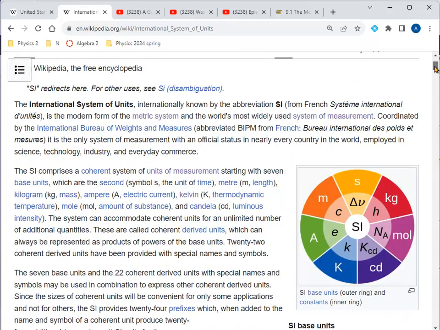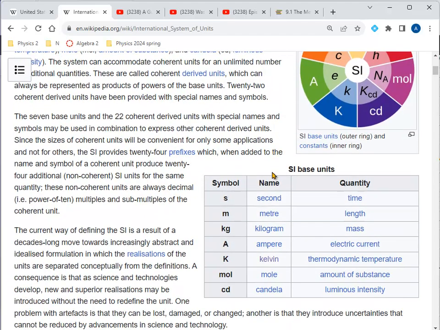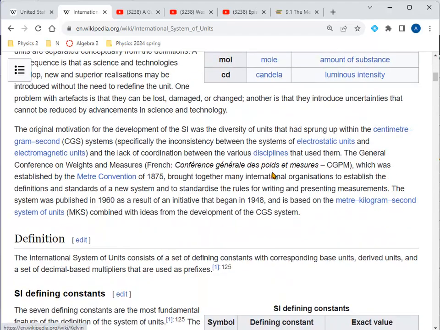There we go. And it starts focusing on the 7 base units that we have: meters, second, kilograms, and then we get into thermodynamics, which is the mole and the Kelvin, and then we get into electricity, which is the ampere, and then into optics, which is light intensity, which is the candela. Sounds like candle, right? So I'm going to scroll a little bit down.